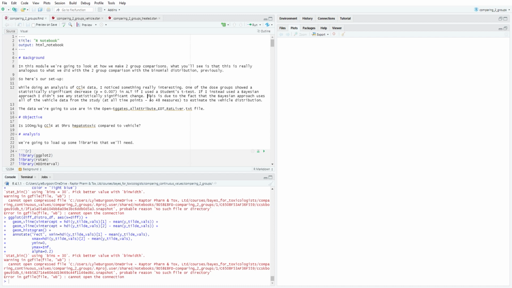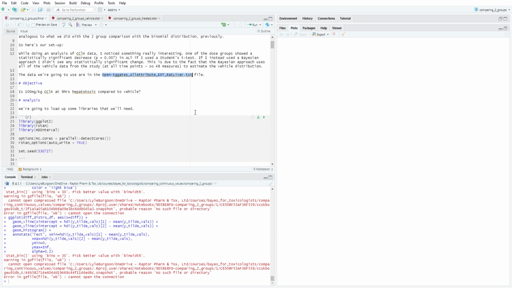It was a while. And so we're using data that's found in this file that you can download, but I have it within the zip file for this particular lesson, so you can look at it right there. Our objective is to answer the question: is 100 mg per kg carbon tetrachloride at 9 hours hepatotoxic compared to the vehicle? That's what we're trying to figure out. And so let's walk through the analysis.